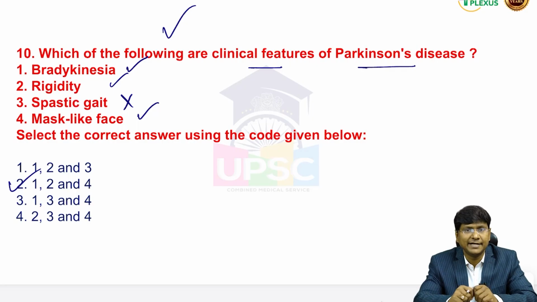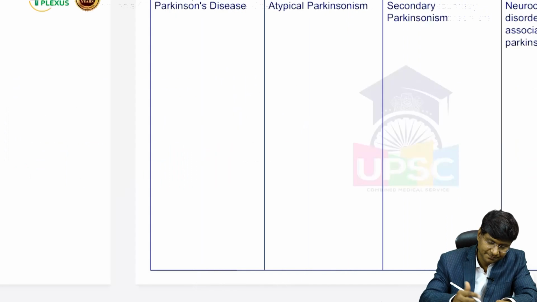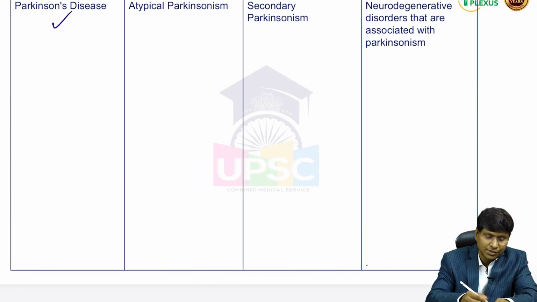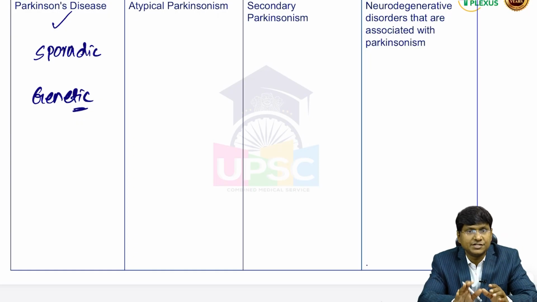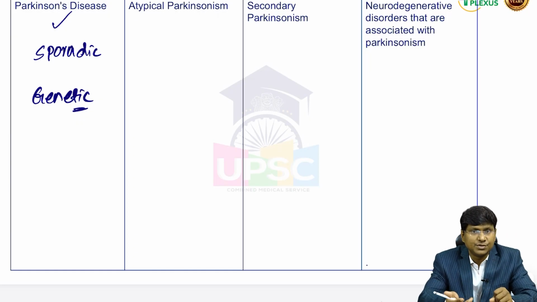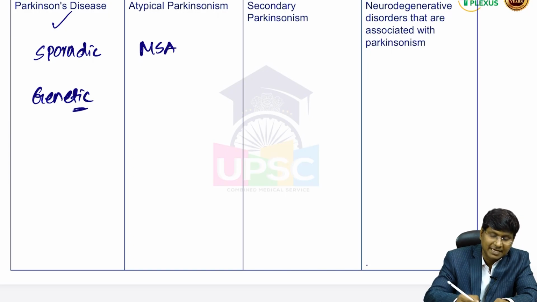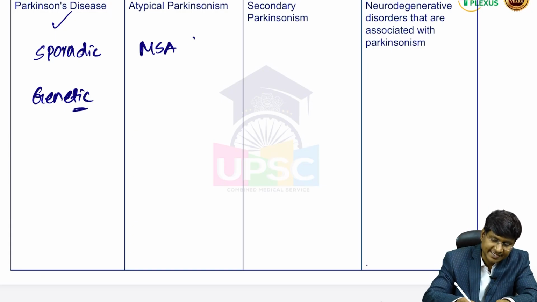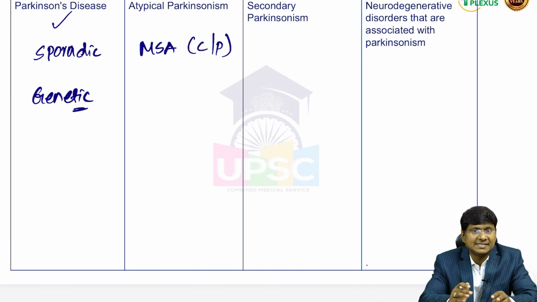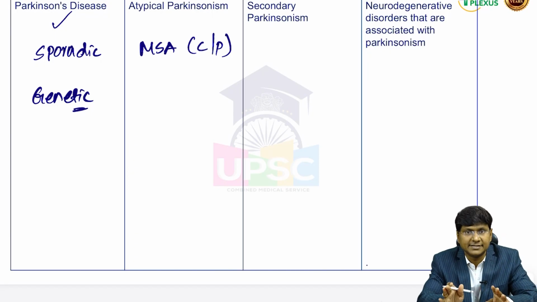So if you see the differential diagnosis of Parkinsonism, one is Parkinson's disease. So this is either sporadic or genetic. Then atypical Parkinsonism, that includes multiple system atrophy, which is of cerebellar type or Parkinsonism type. So that is MSA-C or MSA-P. C is the cerebellar type, P is the Parkinson type.